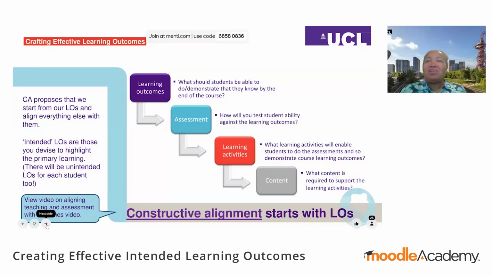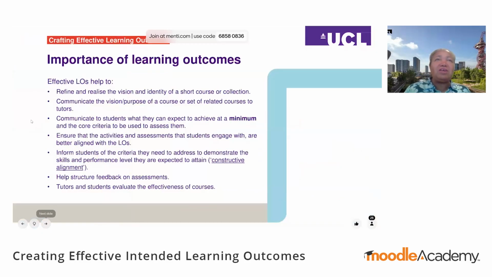And then once you've designed your assessment, you build around it activities that will prepare students to do the assessment. And then once you've got your activities, you can see what content is needed to facilitate the activities, which in turn facilitate the assessment, which in turn ensure students are able to achieve the learning outcomes. So that's the idea. So hence, we can start to see why learning outcomes are important.